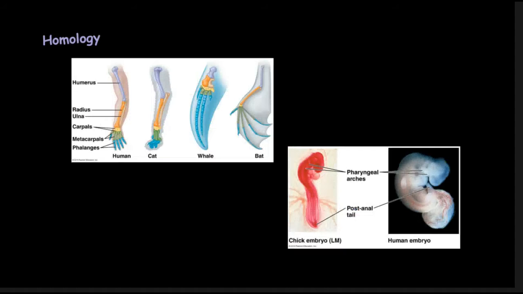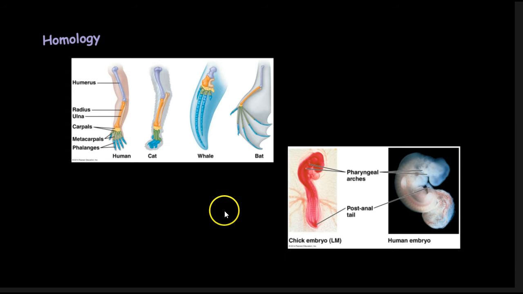Now, the second type of evidence is homology. And homology is the similarity in organisms based on common ancestry. Now, we have some anatomical homologies right here. So we're looking at the anatomical structure of these different mammals. They all have the same kind of bones in their forelimbs. However, the function of those forelimbs is very, very different. Now, they're related because they share these anatomical homologies.